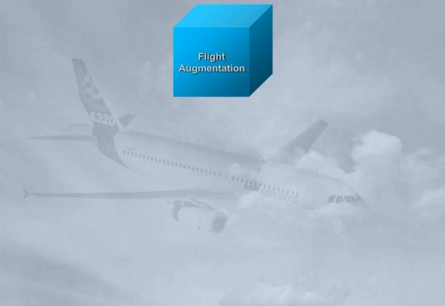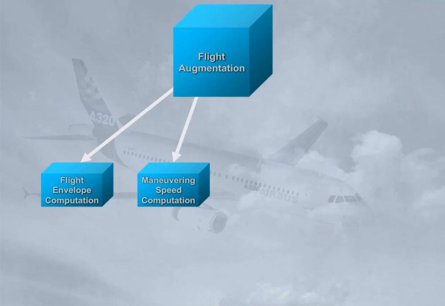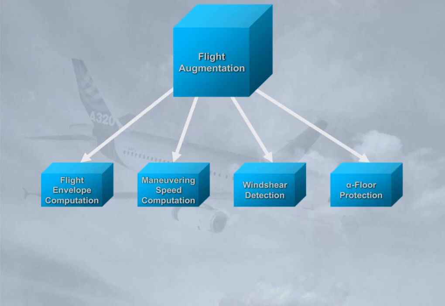The flight augmentation, FAC, part of the FMGS provides flight envelope computations, minimum speed, such as VLS, or maximum speed, such as VMO or VFE; maneuvering speed computation, for example best speed to fly in a given flap configuration; wind shear detection, which triggers the wind shear warning; angle of attack protection, alpha floor protection, triggered when the aircraft's angle of attack is above a predetermined threshold. Note, the FAC has various yaw functions, such as yaw damping, turn coordination, and others which will be reviewed in the flight controls chapter.